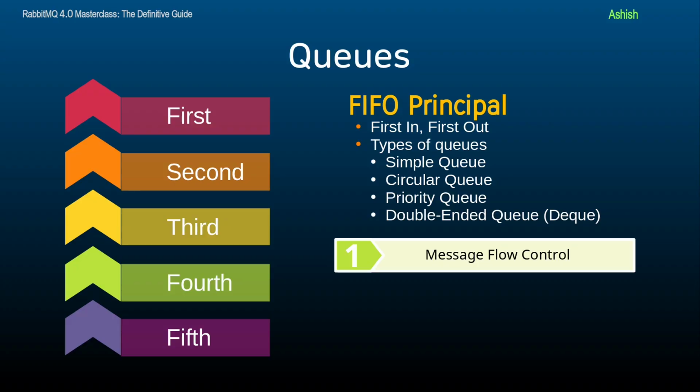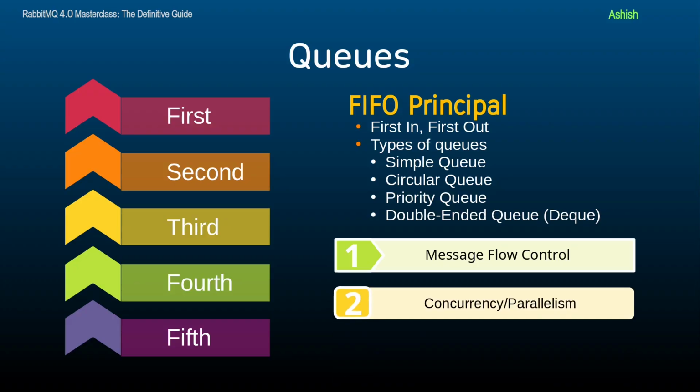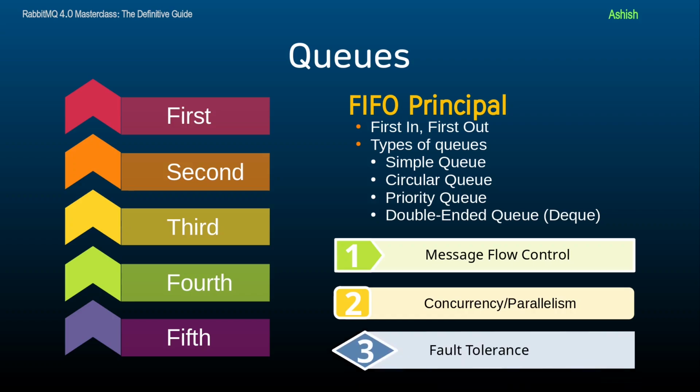In RabbitMQ, queues allow multiple consumers to process messages concurrently. By distributing messages to different consumers, you can parallelize the workload, improving the efficiency of your system. Queues allow RabbitMQ to handle situations where consumers are slow, busy, or fail. Messages can stay in the queue until the consumer is available to process them. This decoupling of producers and consumers enhances system reliability.